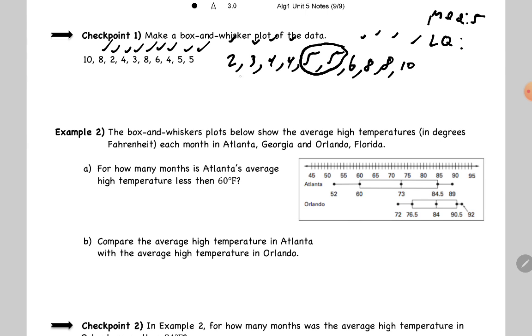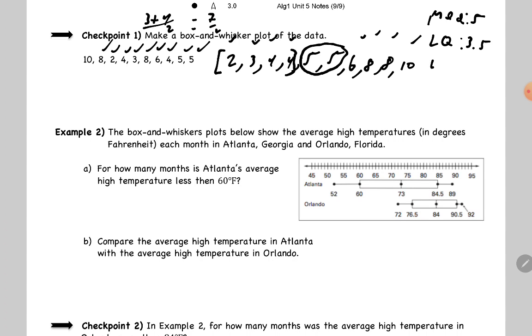Okay. The lower quartile is the middle of the lower half. So we got the lower half here. The middle is 3 and 4. So we need to find the average. Average is 3 plus 4 divided by 2. So 7 divided by 2 is 3.5.